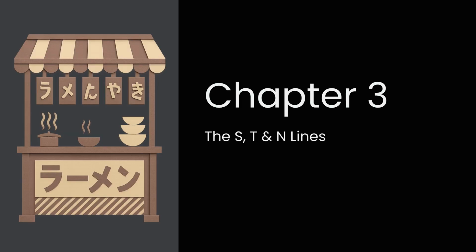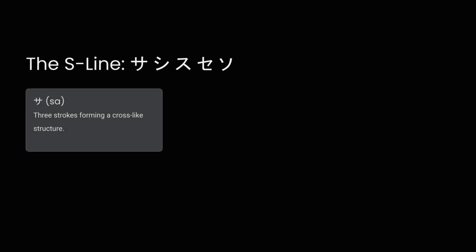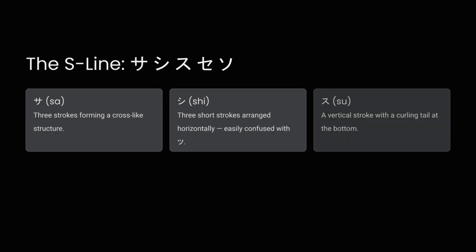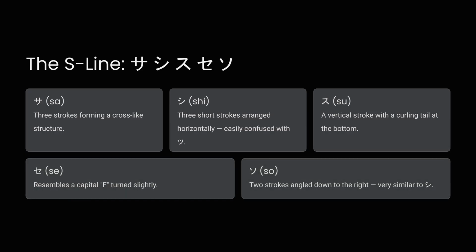Moving to Chapter 3, the S, T, and N lines. We'll expand your katakana vocabulary and navigate the script's trickiest lookalikes. The S line includes sa, shi, su, se, and so. Sa is 3 strokes forming a cross. Shi is 3 short, horizontal strokes, often confused with tsu. Su is a vertical stroke with a curling tail. Se resembles a turned F, and so is 2 strokes angled down to the right, very similar to shi.